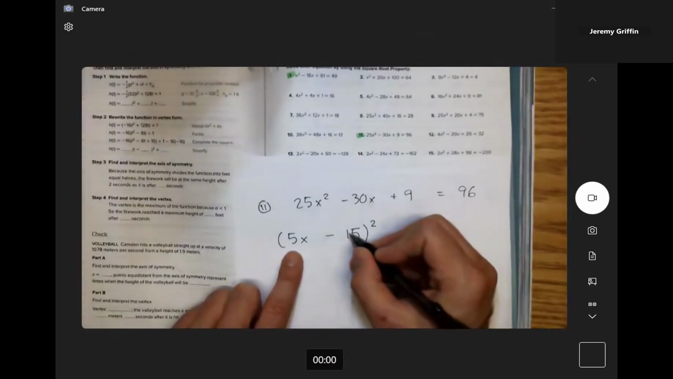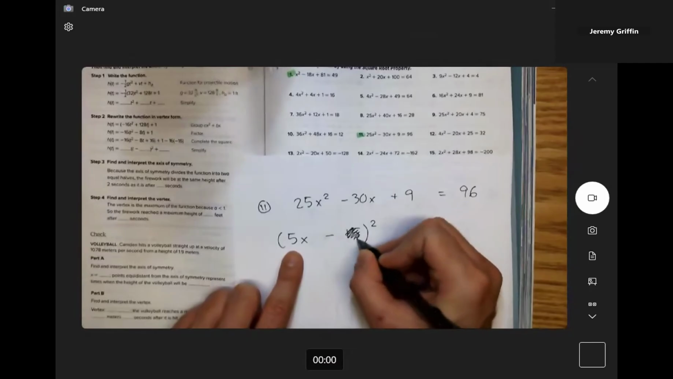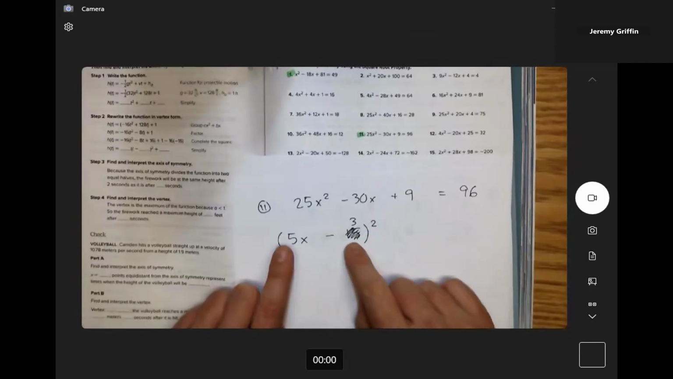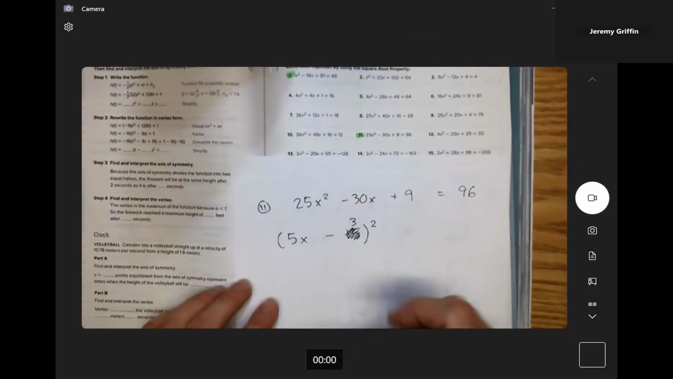Let me change this to, how about 3? Scratch this. Let's do 3 right here. Okay. 5 times -3 is -15x, and then -15x is -30x. I'm thinking of FOIL, FOIL.